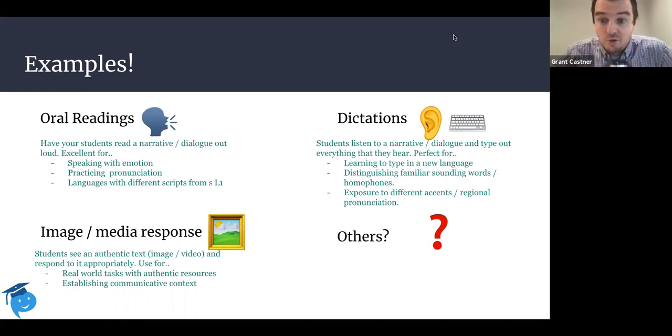Describe pictures and have students draw what they hear. Ooh. You could give a description of a picture or a place or a thing, and then have students choose or tell you what they think it is and say why. Others. Any more? Okay. Excellent examples. Thank you. Oral readings, dictations, image immediate response, SEL check-ins.